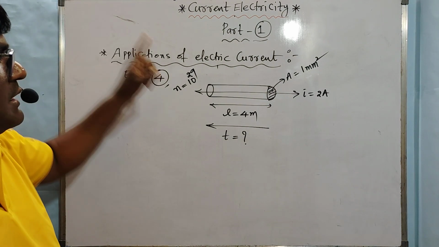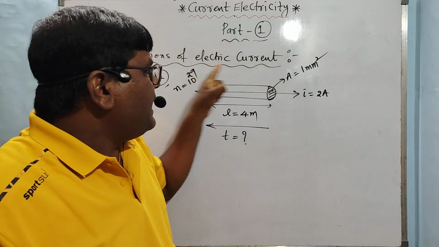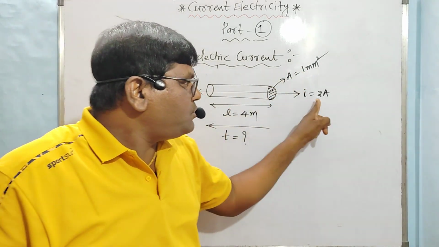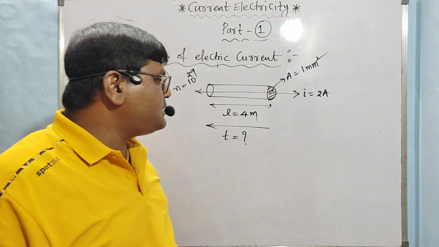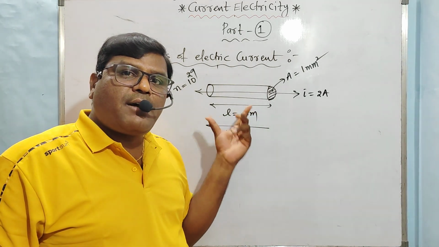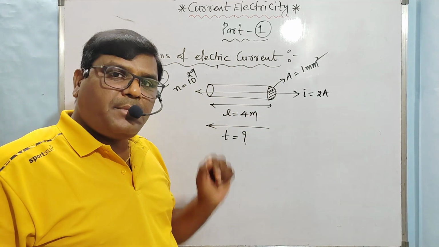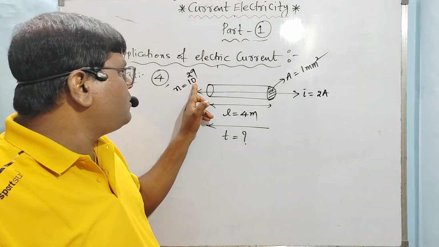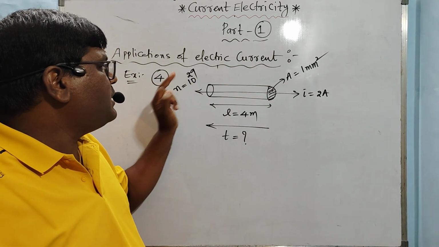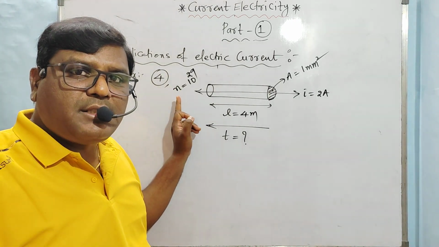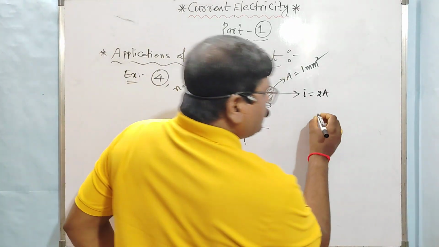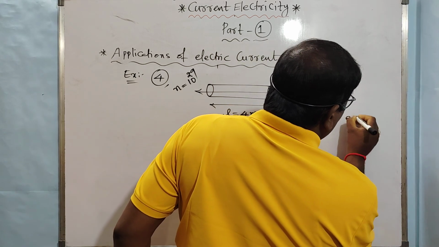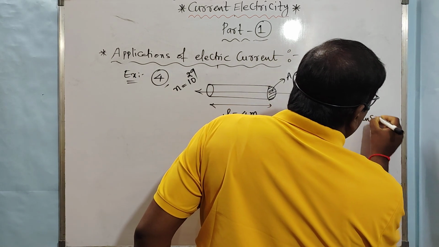What is the question? See, one conductor is given to you. Area of cross section of the conductor is 1 millimeter square. Current passing through this conductor is how much? 2 amperes. Length of the conductor is given as here what? 4 meters. And then free electron density is also given here, N is equal to 10 to the power of 29. This is not your number of electrons, this is the free electron density, right? So free electron density N is equal to free electron density.